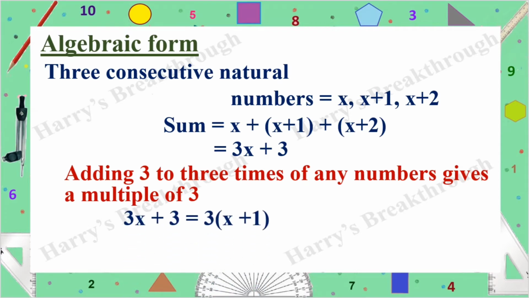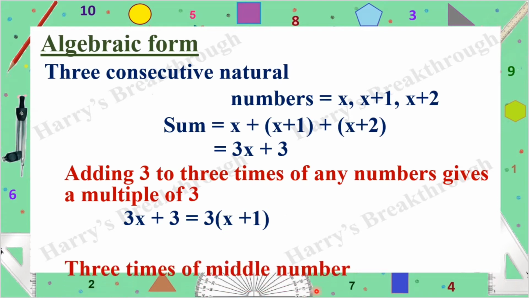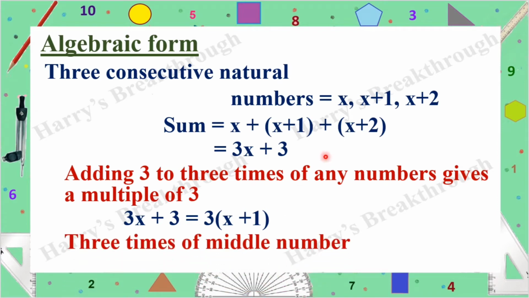And also, we can write this as 3x plus 3 is equal to, let's take this common 3 outside, 3 into x plus 1. So from this, we could find that the result is 3 times the middle number. Here we have taken the middle number as x plus 1. So the result is 3 times x plus 1, or 3 times the middle number. So the sum of three consecutive natural numbers will give 3 times the middle number, right? Okay.